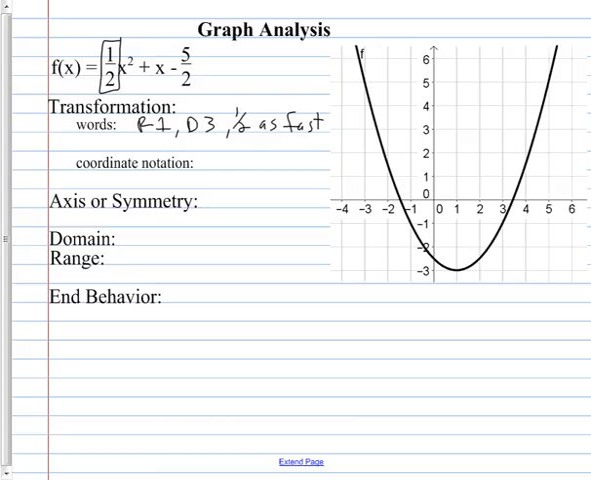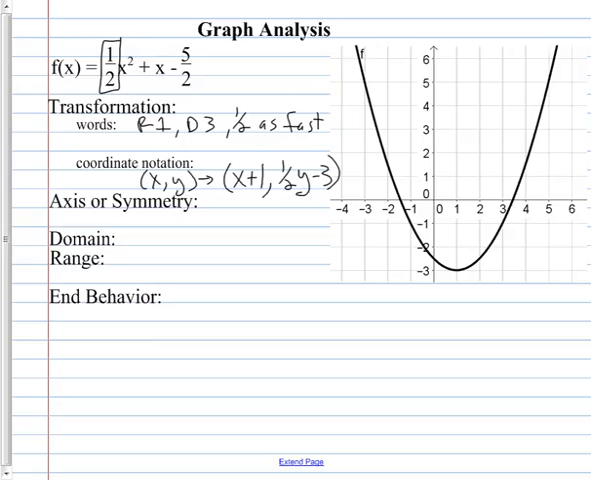All right, and then our coordinate notation, that would be (x, y) becomes (x + 1, 1/2 y - 3). This would be x plus 1 because it went right 1, and then 1/2 y minus 3. So it's going up half as fast, and then it shifted down 3.